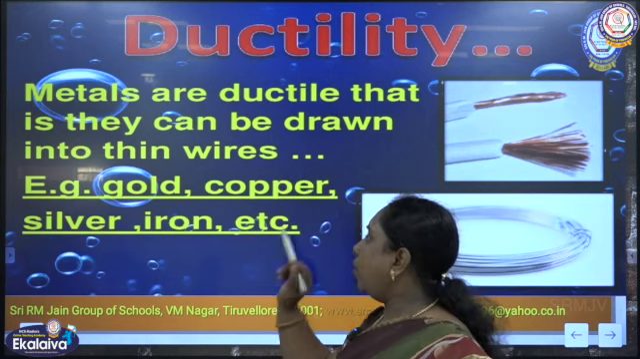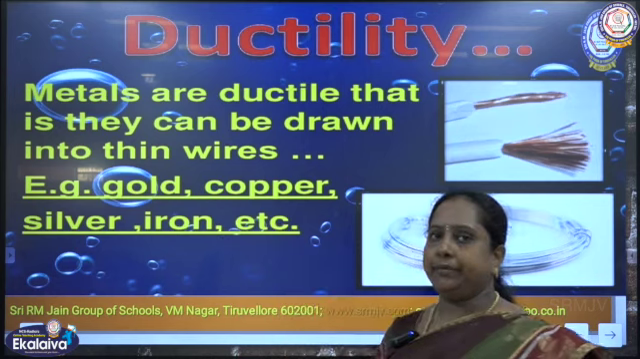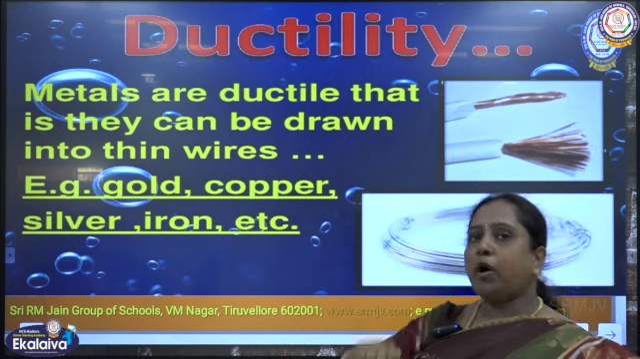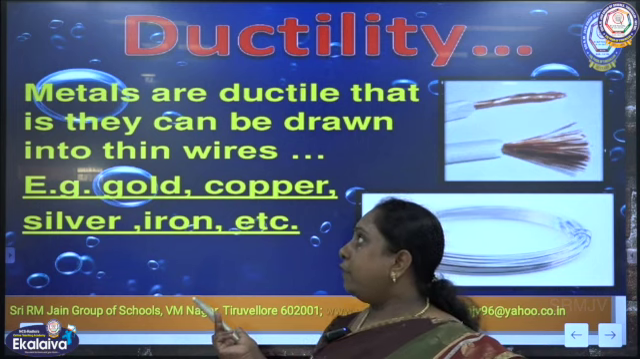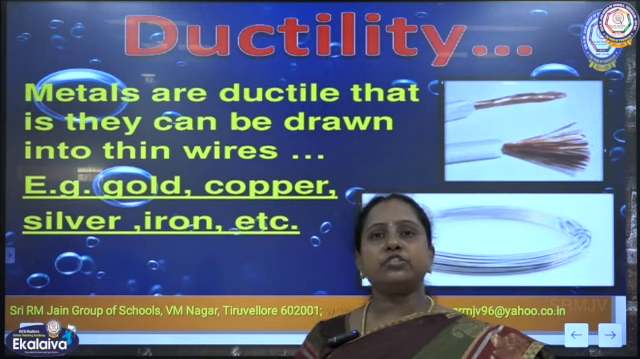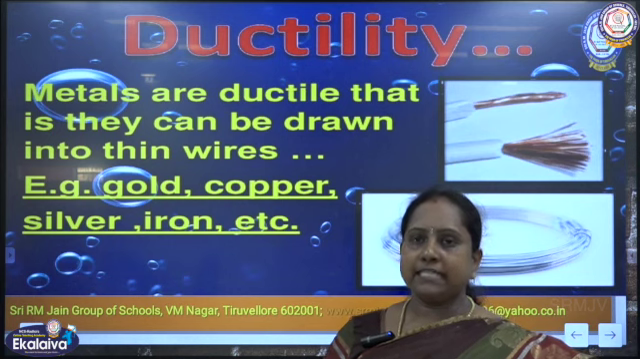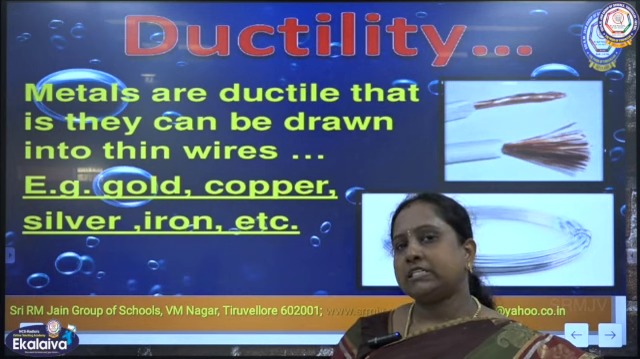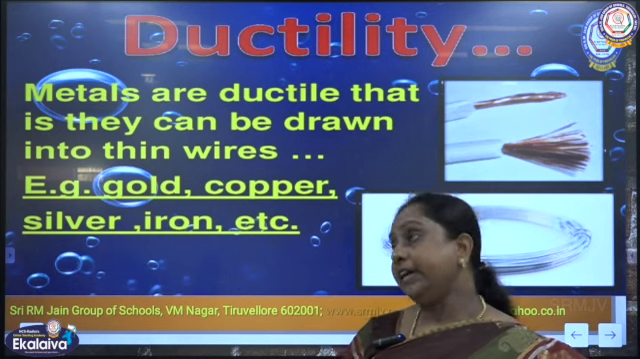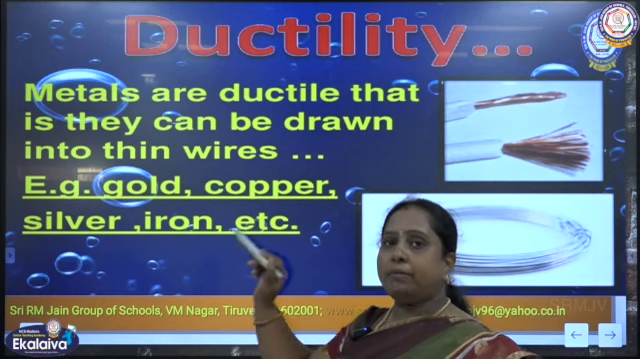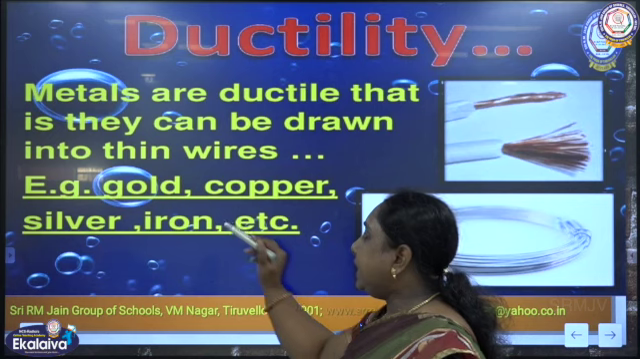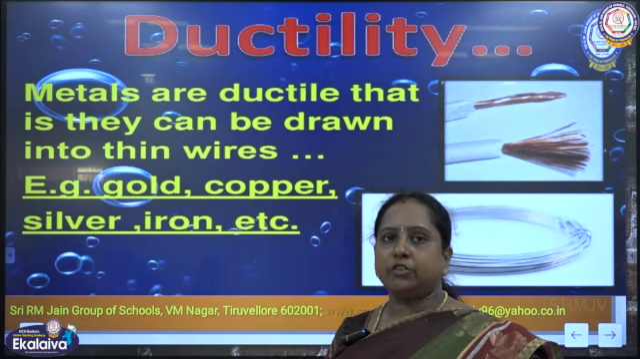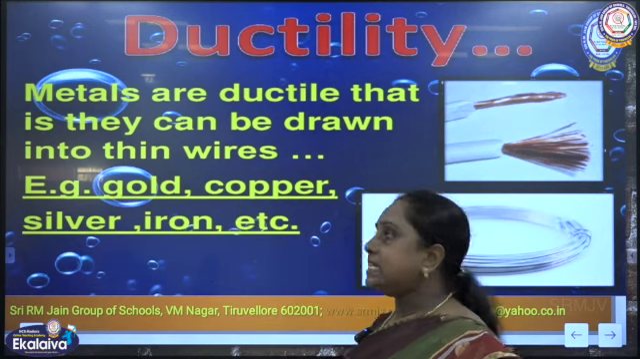For example, gold, copper, silver and iron. You could have known about Rutherford's experiment, isn't it, children? In Rutherford's experiment, Rutherford used gold foil to study the structure of an atom, right. Because of the malleable nature, gold is used for that purpose, and it can be drawn into thin wires so that ornaments can be made very easily.